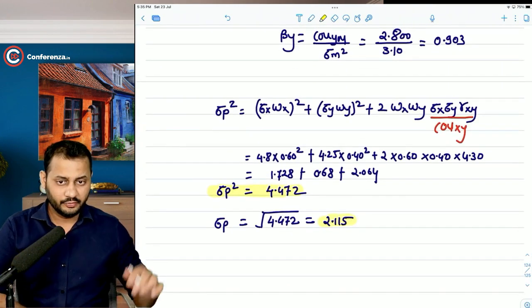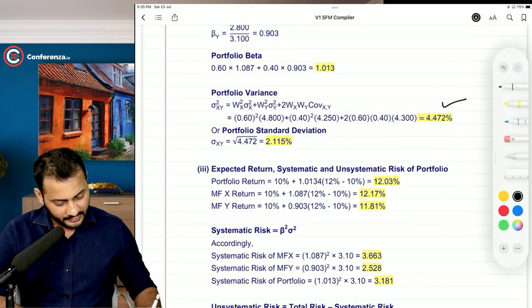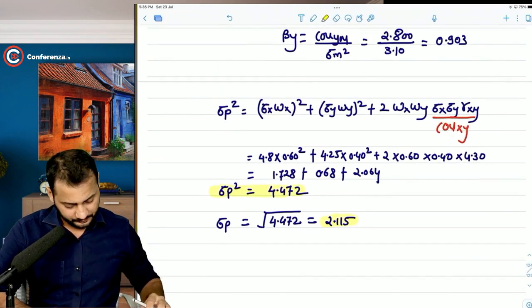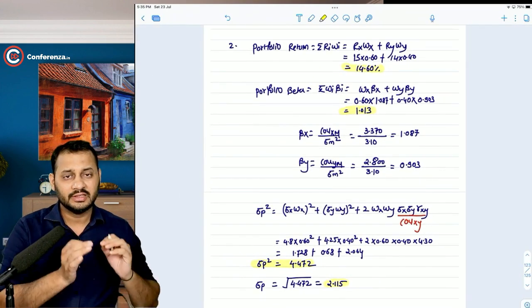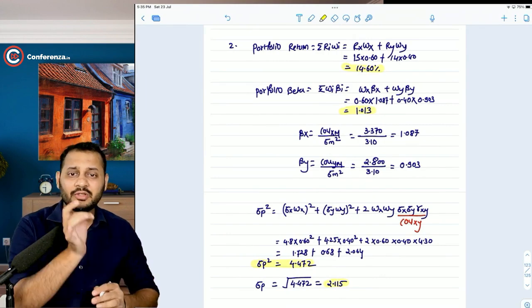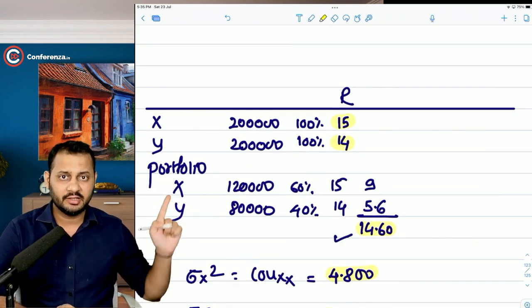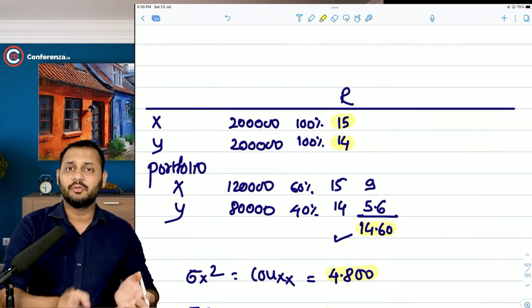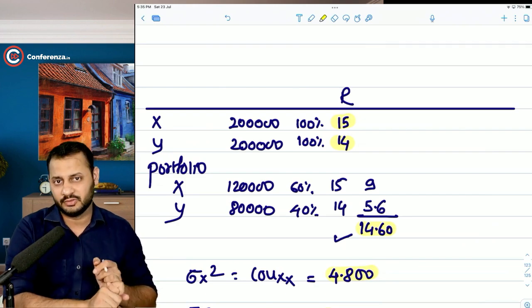Okay. Then portfolio variance 4.472. This is the portfolio variance, and 2.115 portfolio standard deviation. Variance and the standard deviation. Are you okay with this? These are the 4 answers. In the second part, they asked everything about the portfolio X and Y. This third part, in the second sub question, they asked about this portfolio. Calculate the return of the portfolio, calculate the beta of the portfolio, calculate the variance of the portfolio, and calculate the standard deviation of the portfolio.